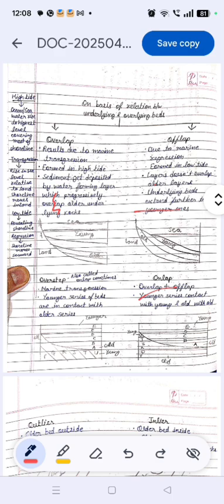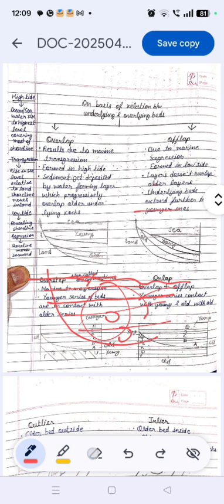And now we move to overlap. Overlap results from marine transgression, and it is formed in high tide. Sediments get deposited by water, forming a layer which progressively overlaps the older layer. Suppose these are the older layers. The sea level will rise to this, sediments will come, and this will be deposited like this. So the younger layers are completely overlapping the older layers.